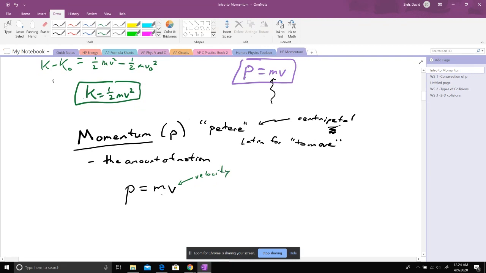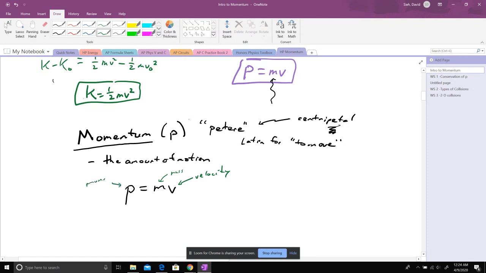And it should also depend on how much stuff is moving, right? The more things that are moving, the more motion we have. Gosh, mass: if I had the same object, but just twice as much of it, wouldn't there be twice as many particles moving? I'd have twice as much motion. So it makes sense that it should also depend on mass. And of course, P is momentum.